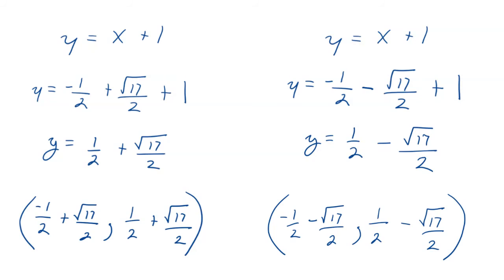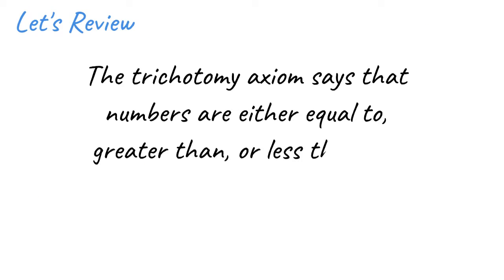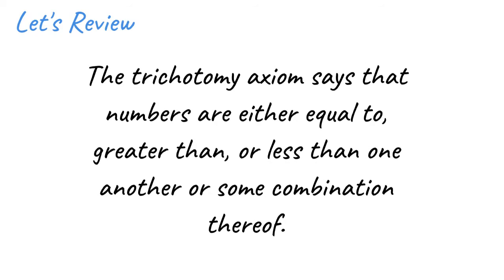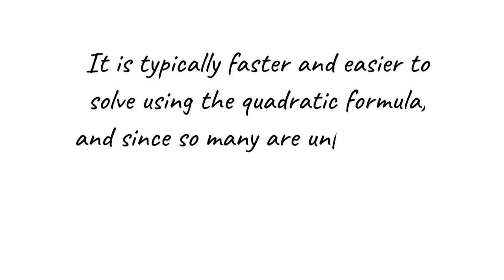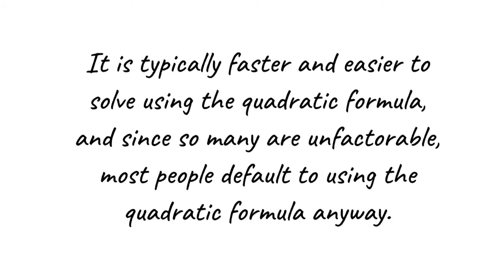Let's review. The trichotomy axiom says that numbers are either equal to, greater than, or less than one another, or some combination thereof. It is typically faster and easier to solve using the quadratic formula, and since so many are unfactorable, most people default to using the quadratic formula anyway.